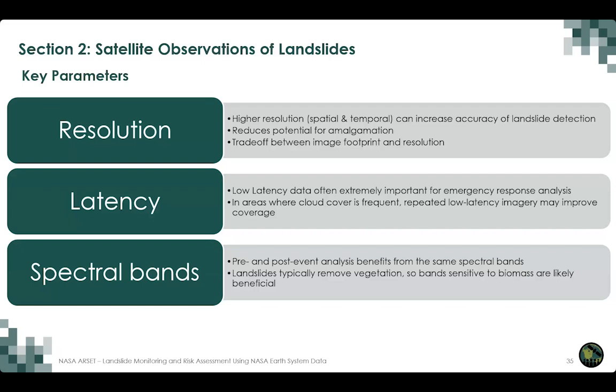And then finally, just to mention spectral bands, in other words, the types or bands of the wavelength of the imagery that is collected. An important note here is that if you're doing pre and post event analysis, it's very useful to use the same kinds of spectral bands to ensure that you're comparing like with like. And again, as mentioned, landslides typically remove vegetation, so spectral bands that are sensitive to biomass are likely highly beneficial.